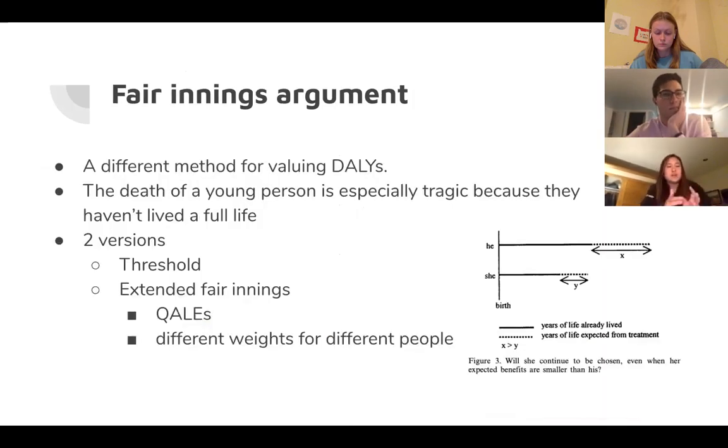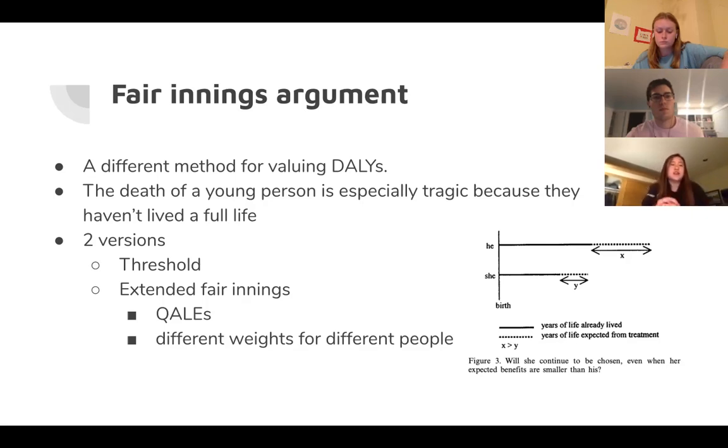So the fair innings argument presents a different method for valuing DALYs. It points to our basic intuition that the death of a young person is especially tragic because they have not yet lived a full life. The basic version of the fair innings argument allots people some number of years before which they have not enjoyed a full life, and after which they are considered to be living on borrowed time. It applies some weight greater than 1 to all DALYs prior to that age, and applies some weight less than 1 to all DALYs after that age. I think the age that was typically used or initially used was 70 years old.